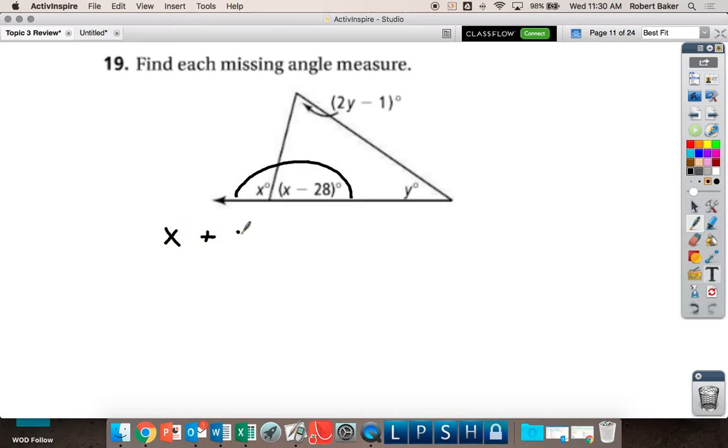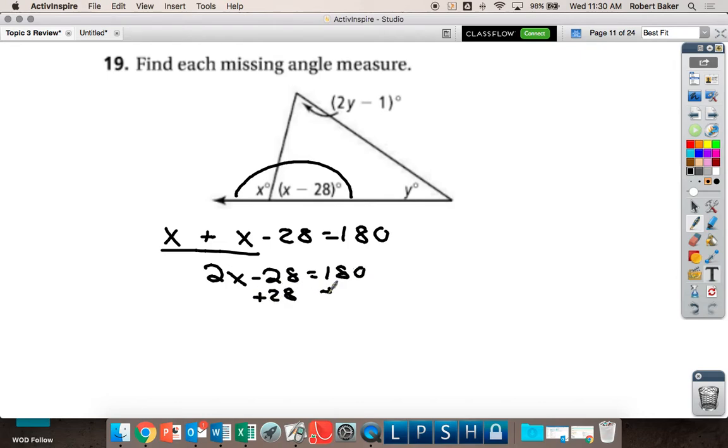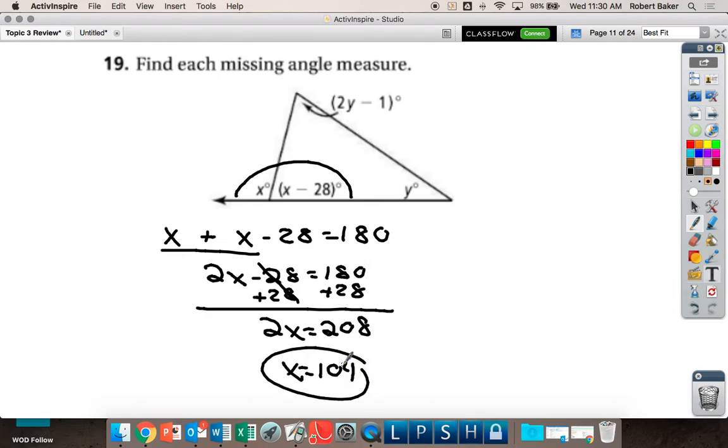x plus x minus 28 equals 180. Add 28 to both sides. Divide both sides by 2. So you have x equals 104. And I'm assuming it's going to be 76 on the inside. Yes.